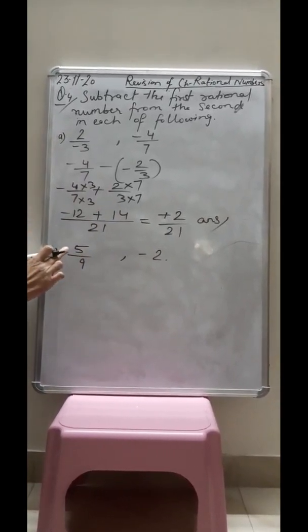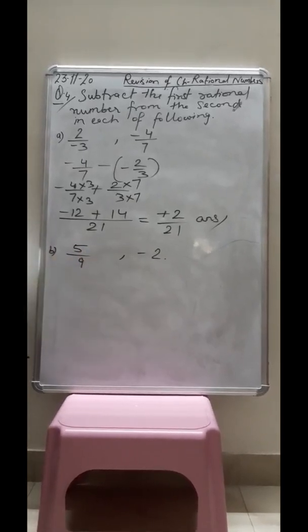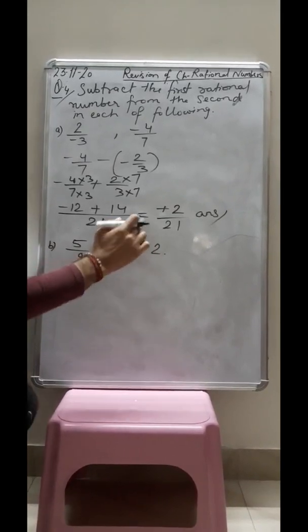Now the second part: the first rational number is 5 upon 9 and the second is minus 2. Whenever there is an integer, we have to make it a rational number.